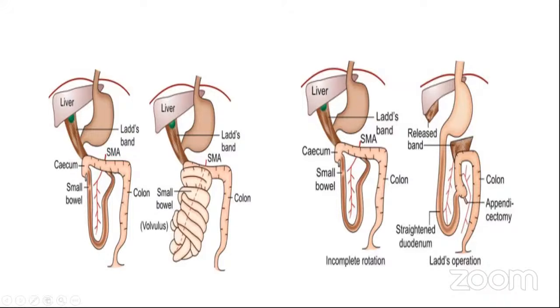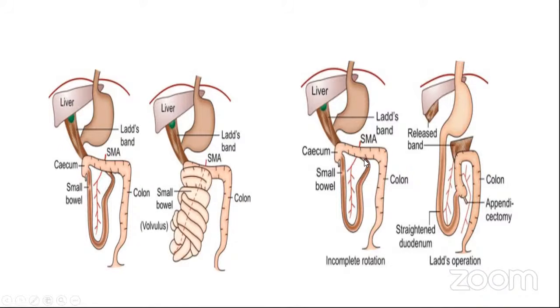So in such cases of incomplete rotation, non-rotation or malrotation, we have to release this large band. We have to do an appendicectomy, and we have to straighten the small bowel and colon, so it won't malrotate and it won't get volvulated.